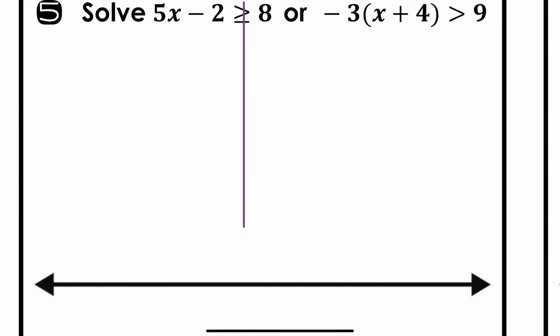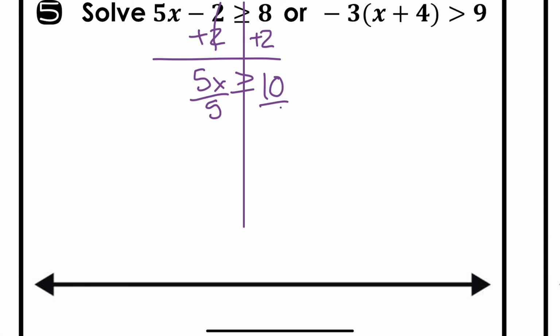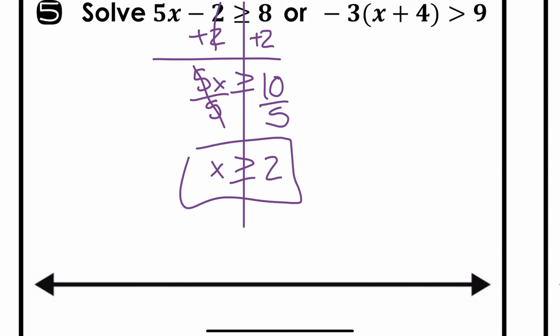5x minus 2. Okay, I want to get rid of that minus 2 first because it's being subtracted. I'm going to do the opposite and add 2 to both sides. Negative 2 plus 2 is just going to be 0. So we got 5x is greater than or equal to 8 plus 2. That's 10. Cool. All right, still want x by itself, so I have 5 times x here. I'm going to divide by 5. Those are gone. So we have x is greater than or equal to 10 divided by 5. That's 2. Cool. First answer.